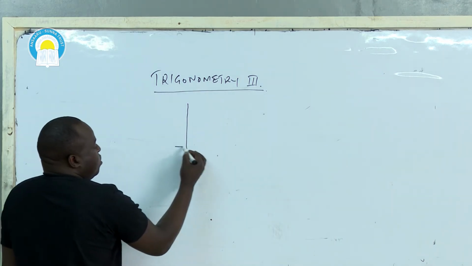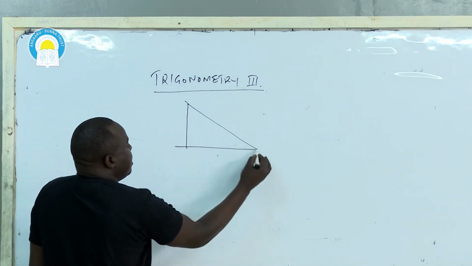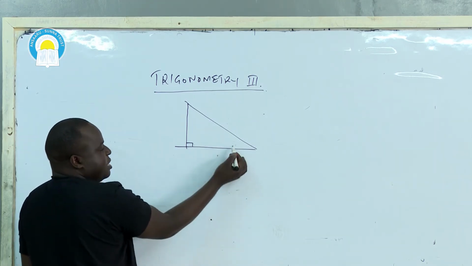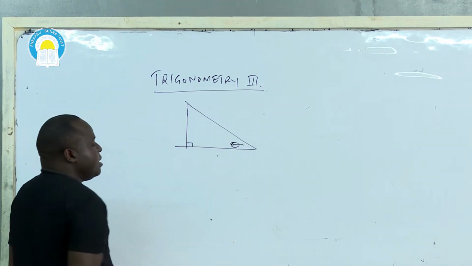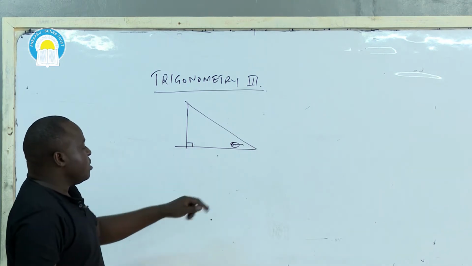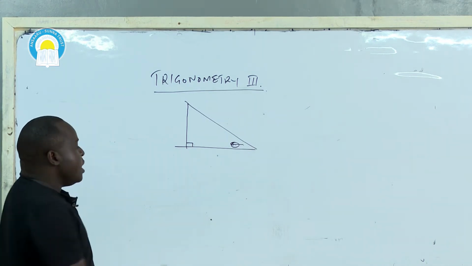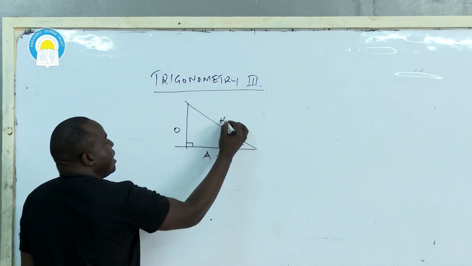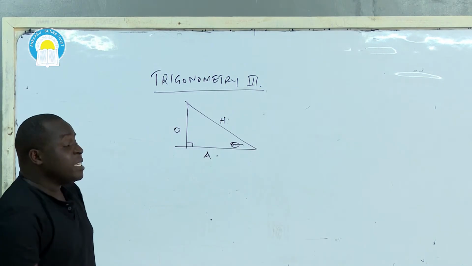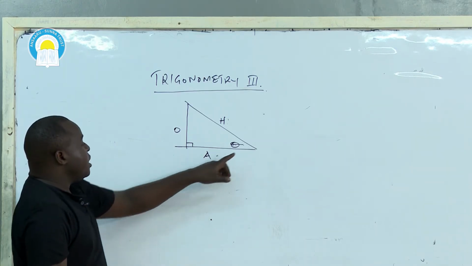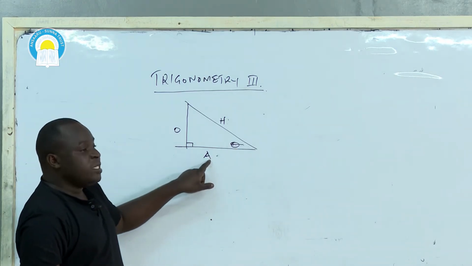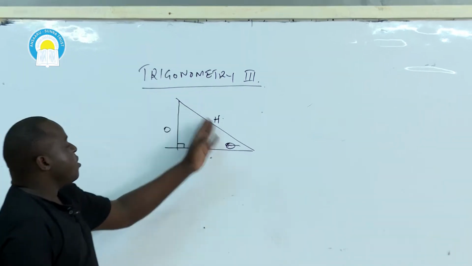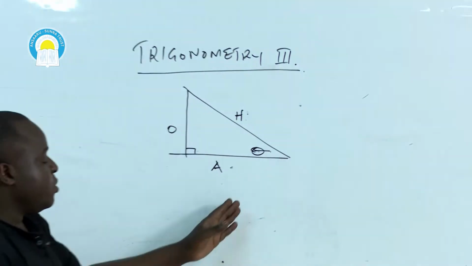In Form 2, you were told that if you have a right angle triangle, whereby an unknown angle, let's say this angle, we call it theta. So if this is a right angle triangle whereby this is theta, this is normally referred to as the adjacent, the opposite, and the hypotenuse. The three sides of a right angle triangle. That side which is close to theta is the adjacent. Opposite to theta is the opposite. Then the longest side is always the hypotenuse.